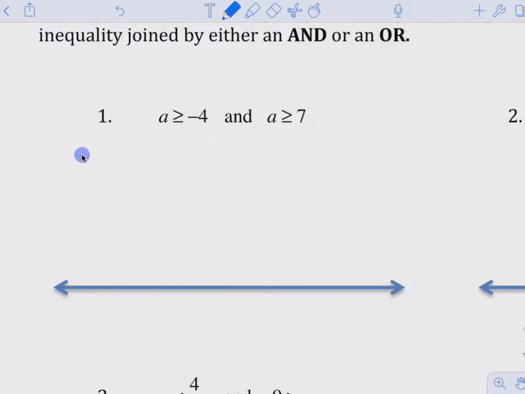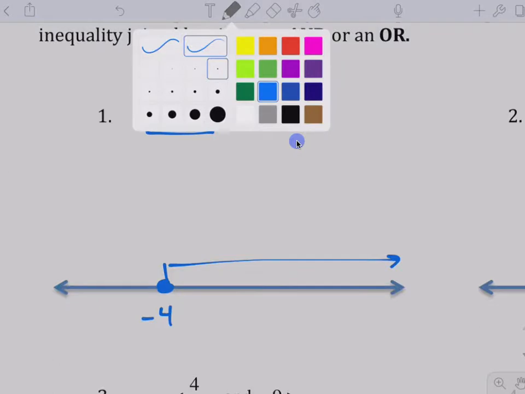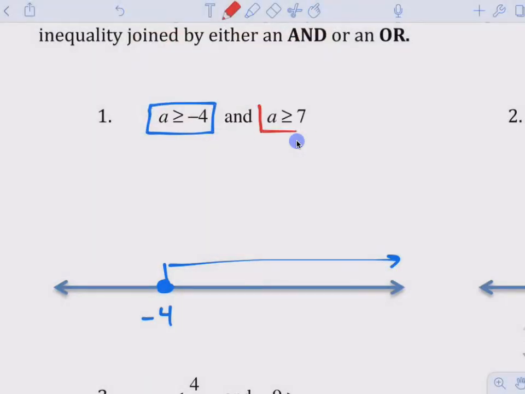So for a is greater than or equal to -4, let's do that in blue. We'll have a -4 over here on the number line, and we'll fill it in, and our arrow will go to the right. So any number shaded in blue is going to make this inequality true. For a is greater than or equal to 7, let's do that one in red. So we'll have a 7, we'll fill that in as well, and that arrow also goes to the right. So any number shaded in red will make this inequality true.